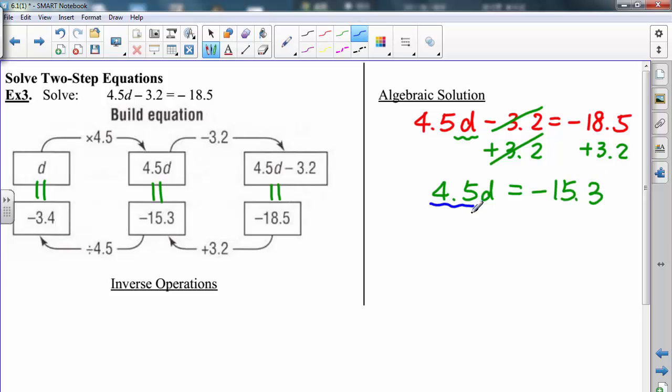Then I isolate 4.5 from d in the multiplication. Multiplication becomes dividing. So I divide both sides by 4.5. 4.5 divided by 4.5 is 1d, which is the same as d. Negative 15.3 divided by 4.5 is negative 3.4. So that's how I can solve the equation algebraically.